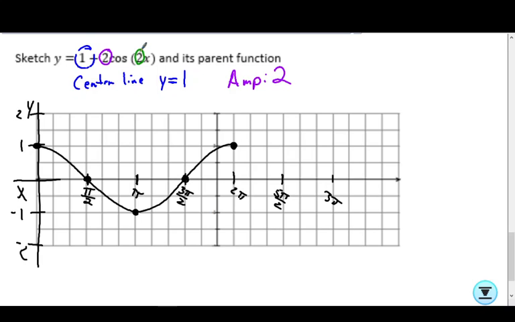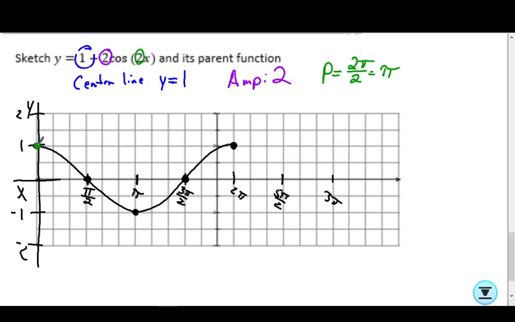This number right here, that is my change in period. So my new period is going to be 2 pi over 2, or pi, which means I have a horizontal compression. Okay? And that's where we're going to start first. We're going to start with that horizontal compression. Always start with your horizontal compressions or stretches first, then go to your vertical stretch or compressions, and then move to your shifts.